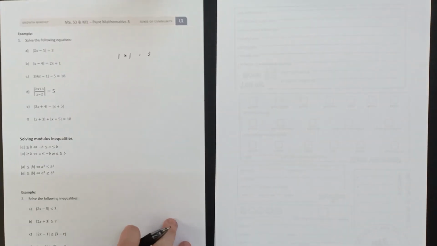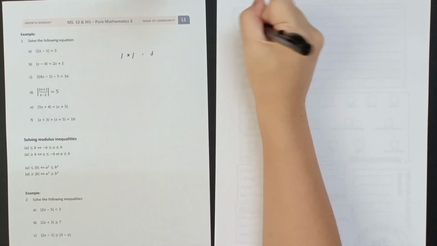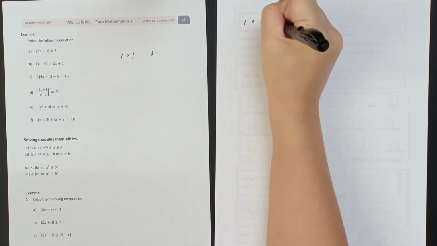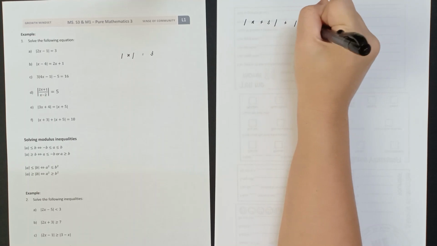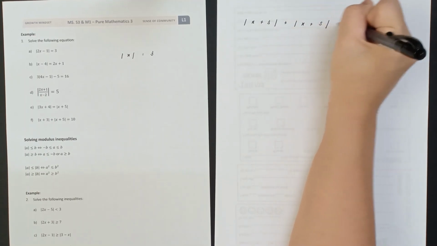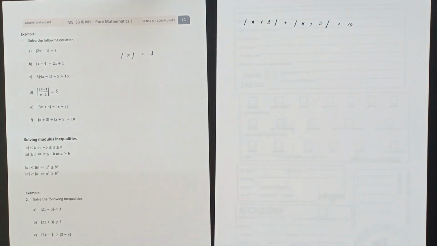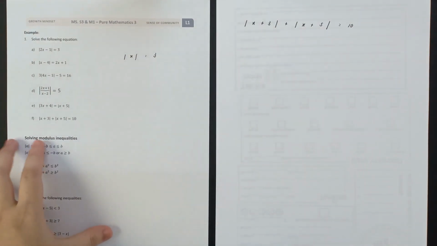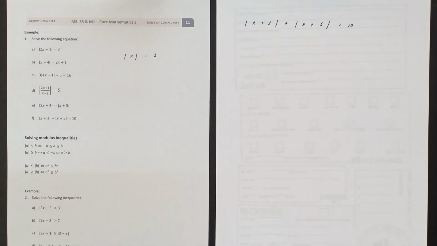Alright, so let's move on to the very last question. We have modulus of x plus 3 plus modulus of x plus 5 equals 10. Let's think about it. Can you try to use square to do this question? Of course, you wouldn't want to start from the beginning, it's very hard to square this part. So maybe you will want to change it to an easier way first. Let's change it around.